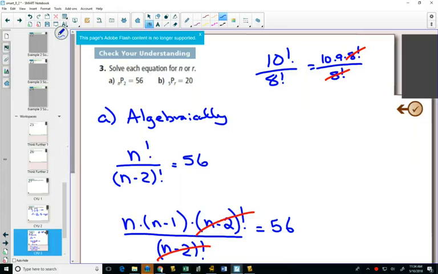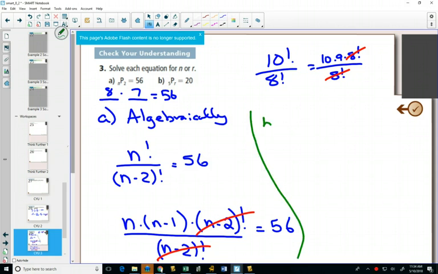A non-algebraic answer, if you use spaces, for example, nP2, the 2 means that there would have to be 2 spaces equal to 56. What two numbers that are consecutive multiply to give you 56? 8 times 7. And so you would know that n would have to be 8. Sure, that's a lot quicker. Unfortunately, most times they say you have to do it algebraically. But there are some questions like B.